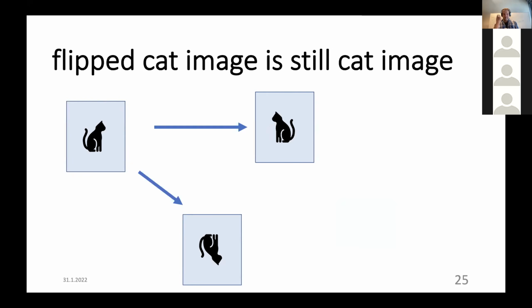Similarly, when you flip the image horizontally or vertically, you get different images. The red, green, blue values of the pixels of the flipped image are different. So it's a different data point. However, you know that the label is the same.